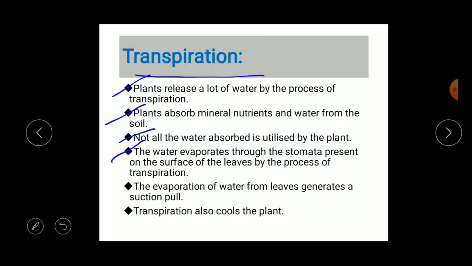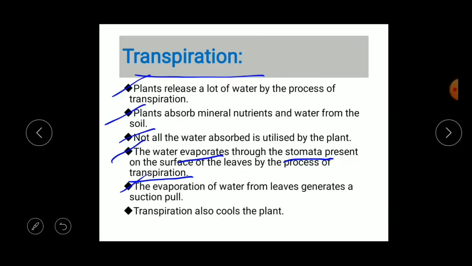The water evaporates through the stomata present on the surface of the leaves by the process of transpiration. So once the roots absorb the water and minerals from the soil, all that water will not be utilized by the plants. So the remaining water will evaporate. What is the meaning of evaporation? It is the process of changing from liquid to vapor, isn't it? So the water gets evaporated through the stomata. You know that. What is the stomata? These are the small pores present on the surface of the leaves. So that process is called transpiration.